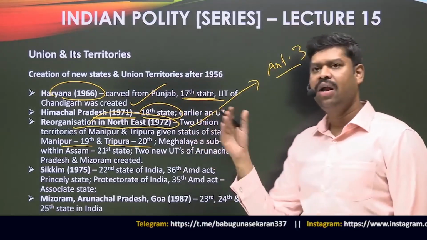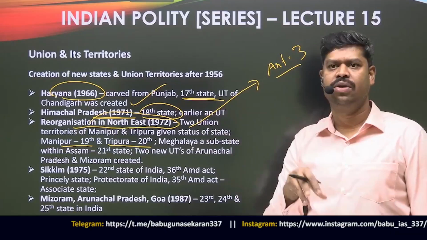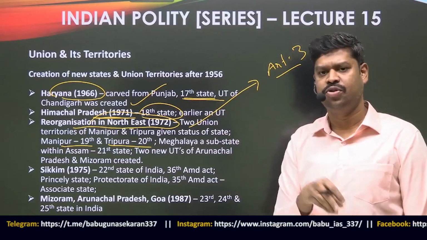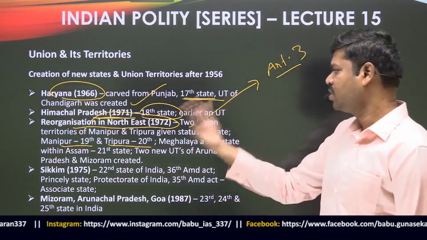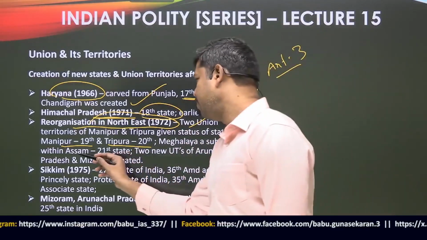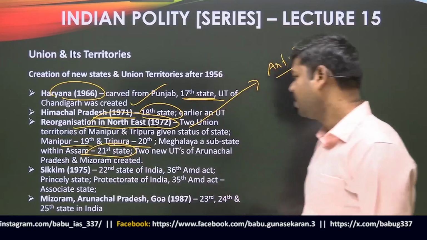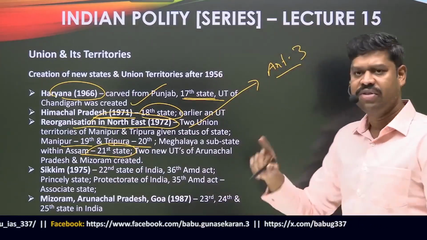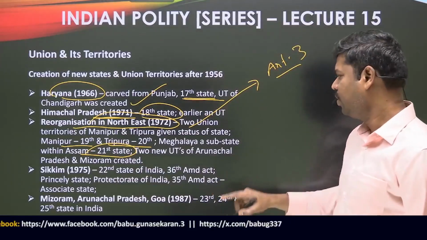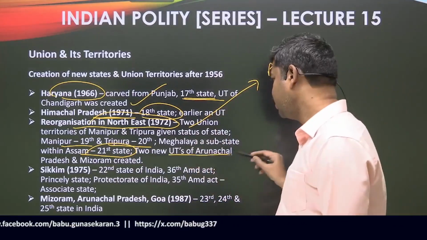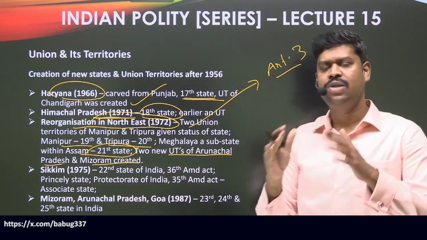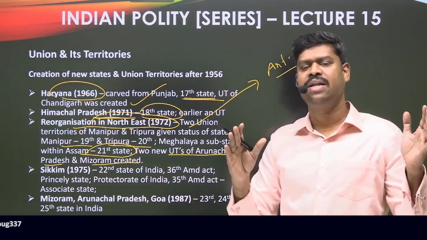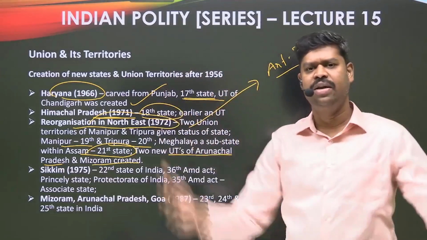And then Meghalaya, which was considered to be an autonomous state within the state of Assam. That means within Assam, it was given some element of autonomy, but now that was made a separate state. So Meghalaya became the 21st state of India. And then subsequently, two new union territories were created: Arunachal Pradesh and Sikkim. So this is gradually how the number of states and the number of union territories kept on increasing in India.